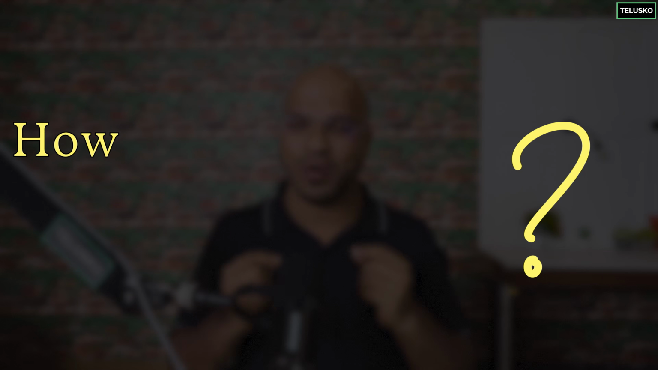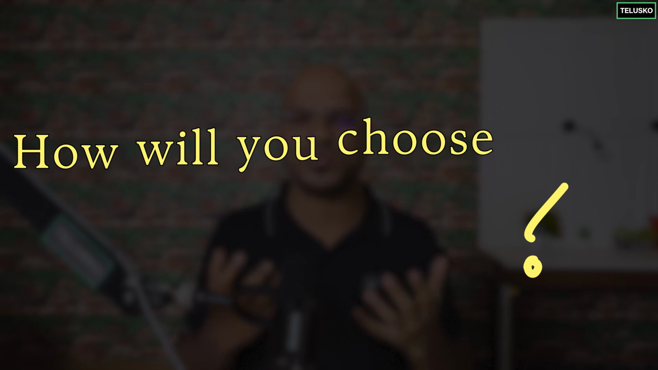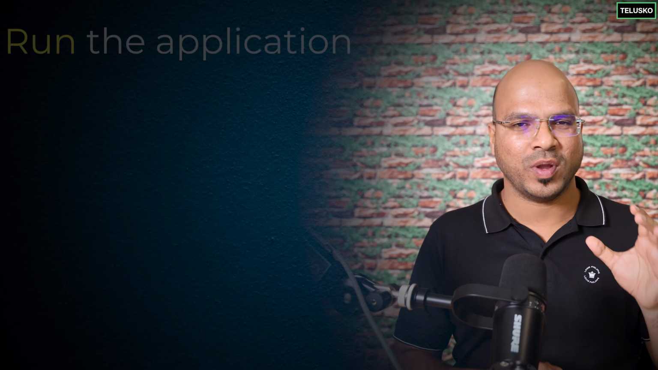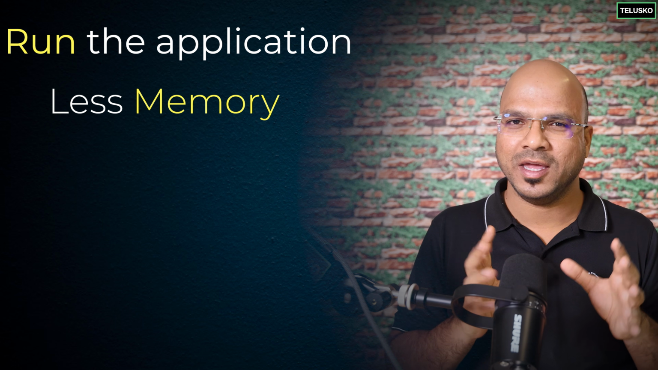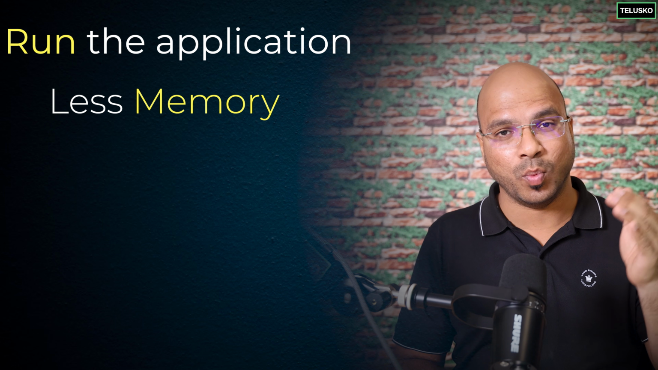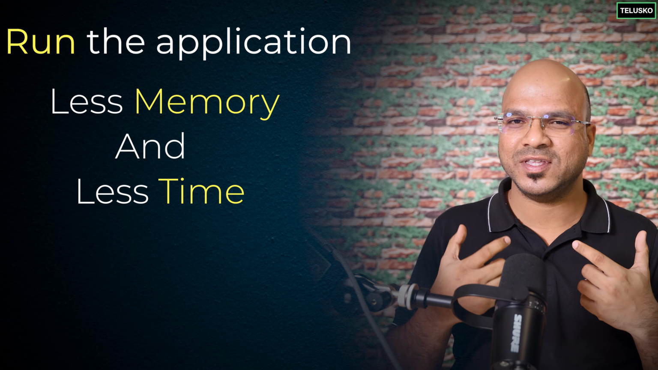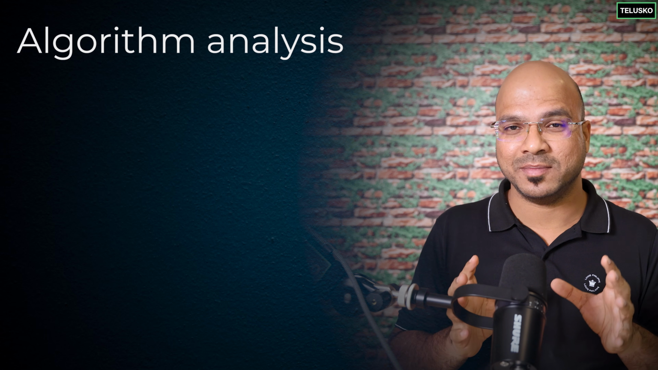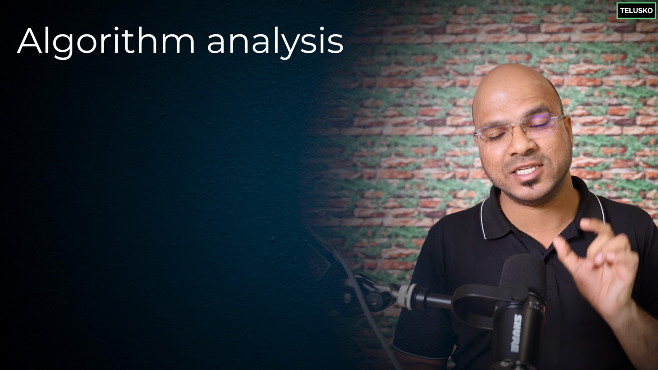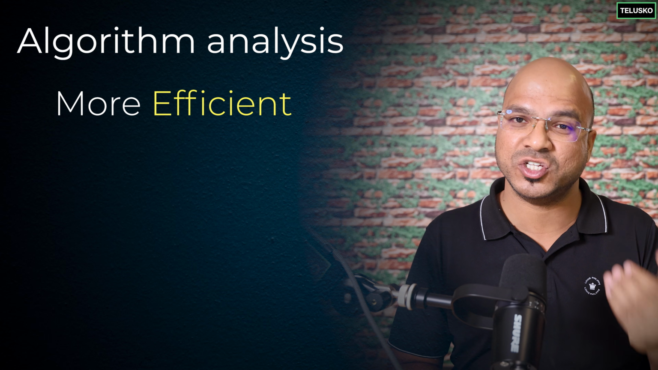Now the question arises, how will you choose the best one? When you say best one, what exactly does it mean? So let's say when I run this application, I want my application to use less memory. Or maybe when I run this application, I want it to take less time. Or maybe both. And that's why we have this term called algorithm analysis. So basically you have to analyze your algorithm so that you can make it more efficient.